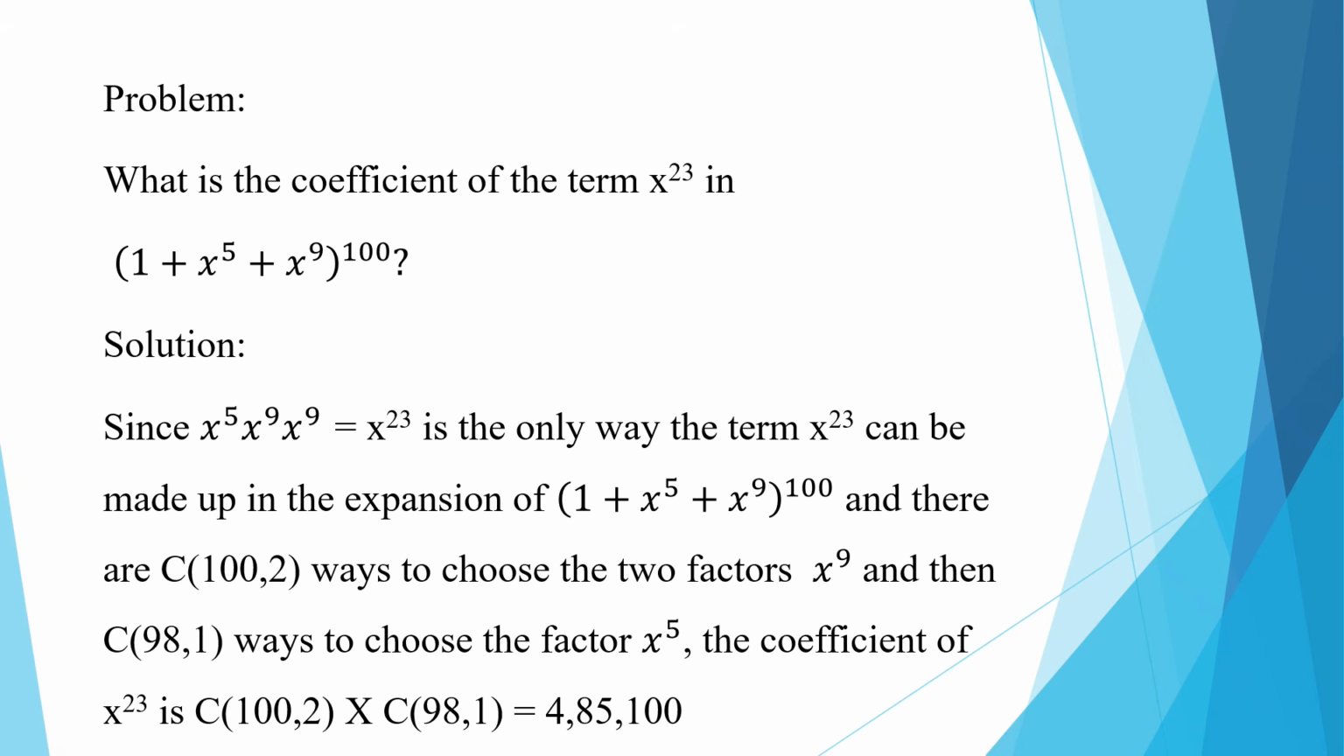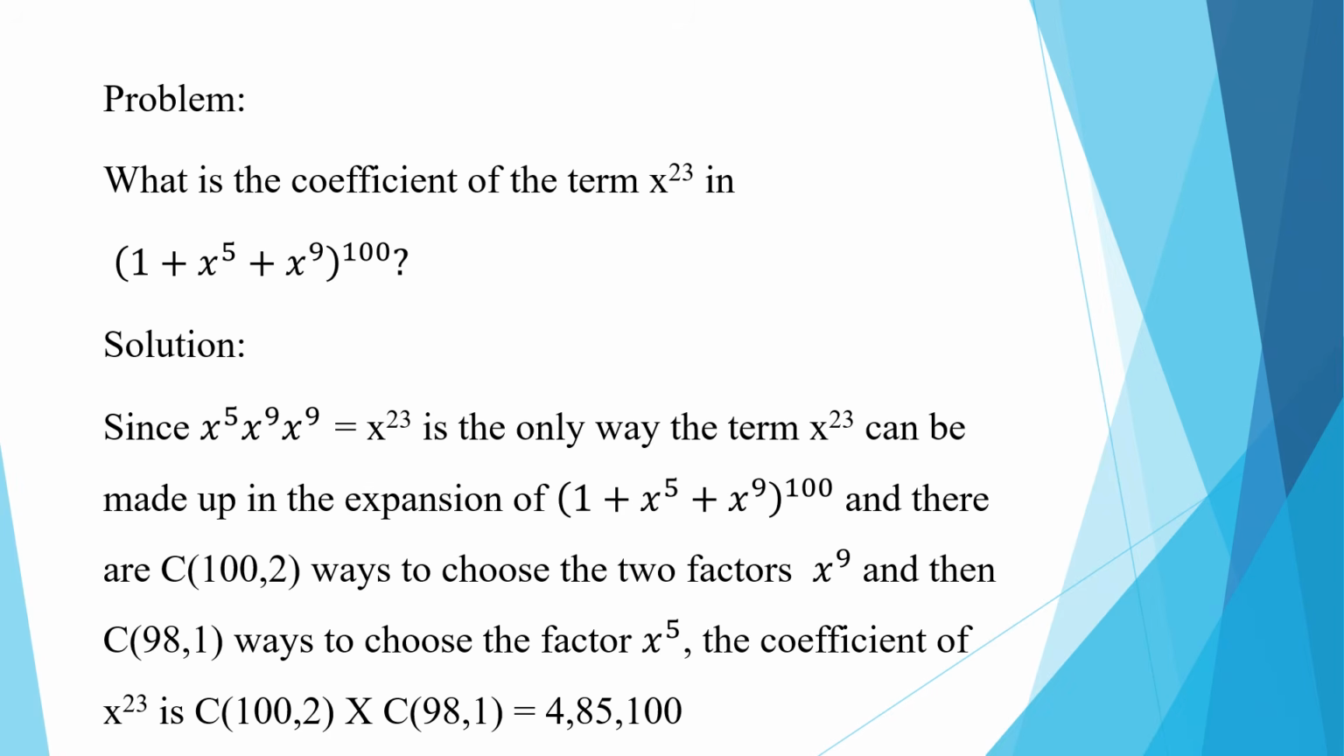First, we need to find out x power 23 can be made up in how many ways using the factors x power 5 and x power 9. Now, x power 5 into x power 9 into x power 9 is the only way to make up the term x power 23 in this expansion. We don't have any other way to make up this term x power 23. Therefore, when we find out the factors of x power 23, it is x power 5 into x power 9 into x power 9. This is the only way where we can make up this term.